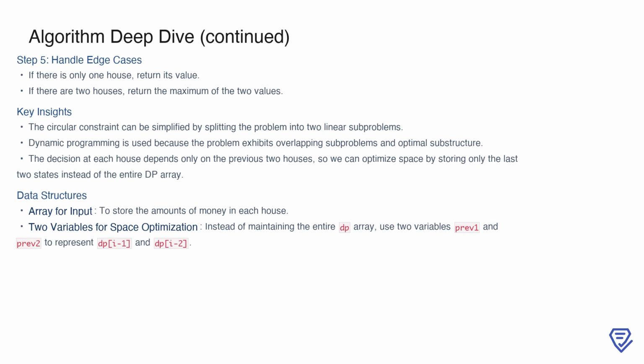Dynamic programming is well suited for this problem because it has overlapping subproblems and an optimal substructure. Moreover, since the decision at each house only depends on the previous two states, we can optimize space usage. Instead of maintaining an entire DP array, we only need two variables to represent the last two states. This significantly reduces the space complexity while maintaining the same efficiency.